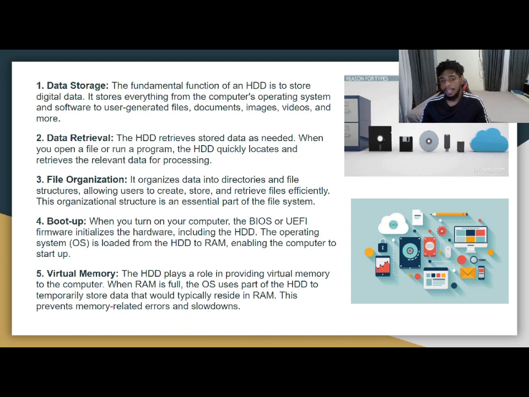Number three is file organization. It organizes data into directories and file structures, allowing users to create, store, and retrieve files efficiently. This organizational structure is an essential part of the file system. Number four, boot up. When you turn on your computer, the BIOS or UEFI firmware initializes the hardware, including the HDD. The operating system (OS) is loaded from the HDD to RAM, enabling the computer to start up.